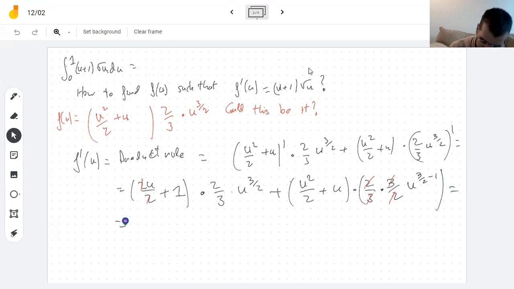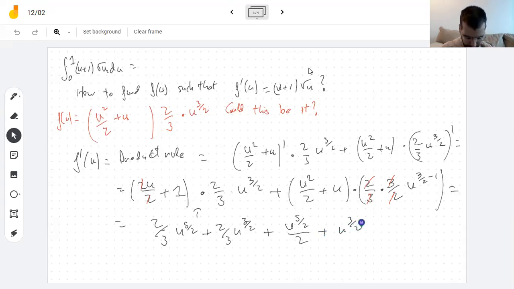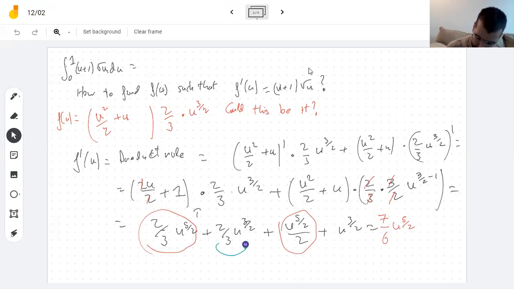Okay, 2's cancel here, and here, and here. And if I just multiply this out, I get 2/3 u to the 5/2 plus 2/3 u to the 3/2. So 5/2 again divided by 2 plus u to the 3/2. Well, I can combine a lot of these. 2/3 plus 1/2 is 4/6 plus 3/6, so 7 divided by 6, you do the 5/2. And 2/3 plus 1 is 5/3, you do the 3/2.